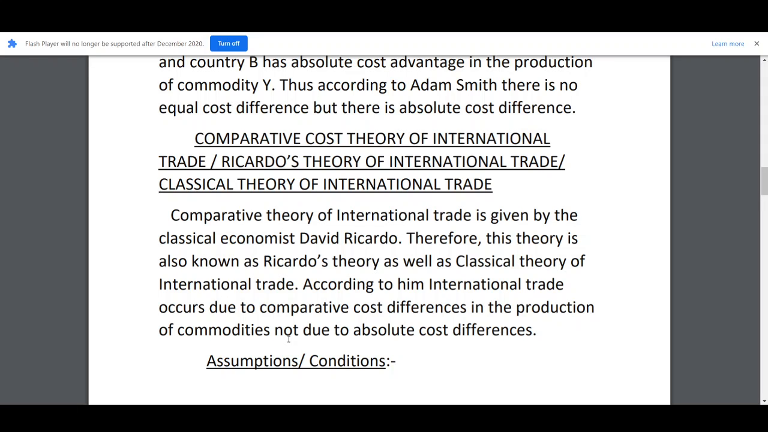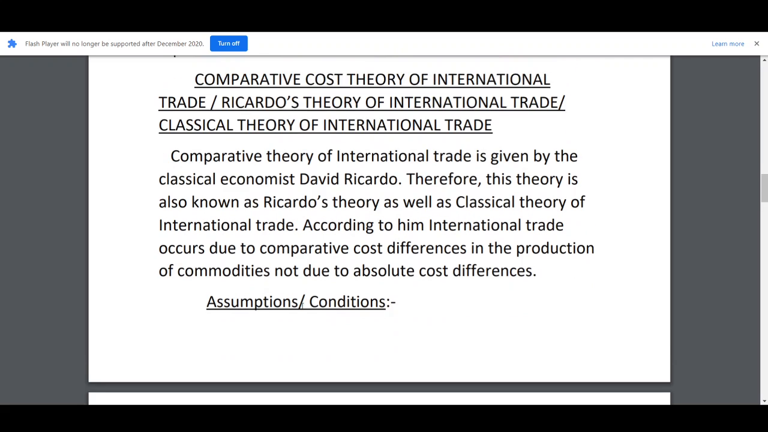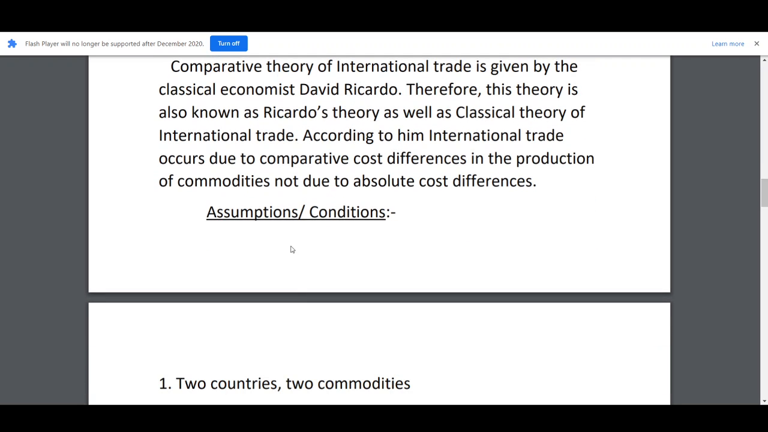It is given by David Ricardo, the classical economist. Therefore, this theory is also known as Ricardo's theory of international trade, as well as the classical theory of international trade. According to David Ricardo, international trade occurs due to comparative cost differences in the production of commodities, not due to absolute cost differences. Understood? Comparative cost differences, who is saying this? David Ricardo. And Adam Smith is saying absolute cost differences.